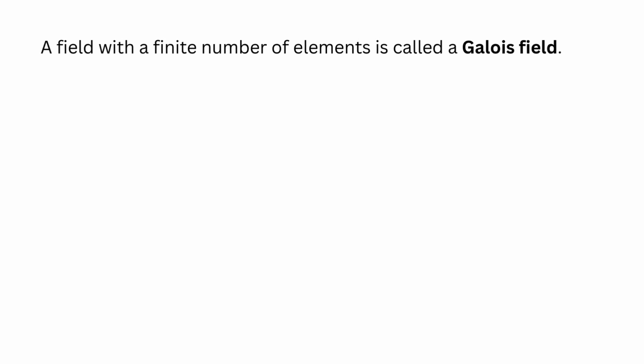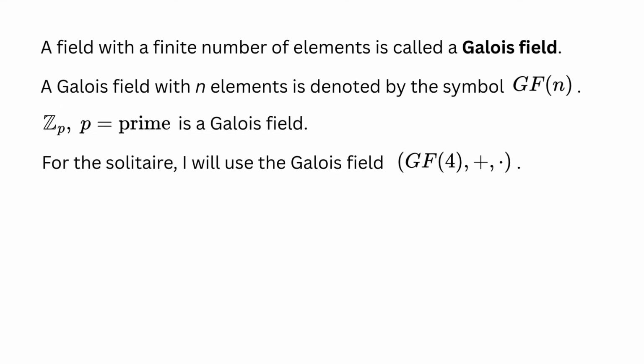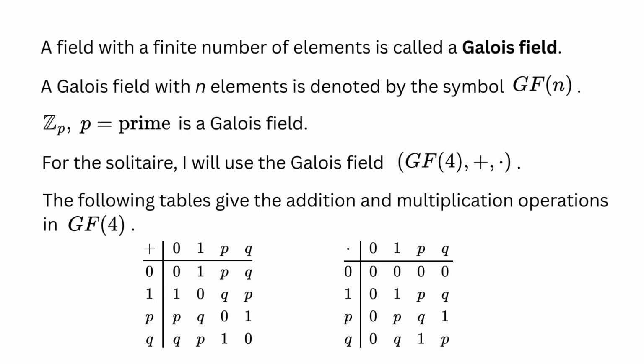In mathematics, the fields with finite number of elements are called Galois fields. A finite field with n elements is denoted by the symbol GFN. Hence, the field ZP with P being a prime number is a Galois field. I will defer a presentation of Galois fields for another presentation. Here it's enough to say that I will use the Galois field GF4, whose 4 elements will be indicated by 0, 1, P, and Q. I will also indicate the 2 operations by a plus and a dot, although, obviously, they are not the standard addition and multiplication. The following tables give all addition and multiplication operations between any 2 elements in GF4.